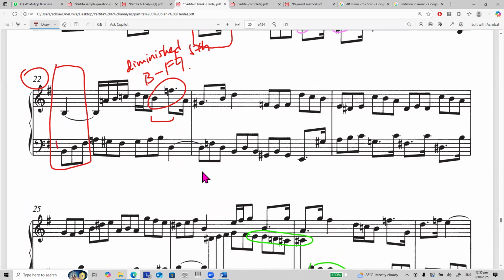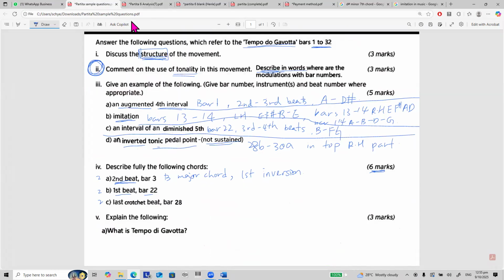Okay, this is quite clear that is B, D, F sharp. B to D is a minor third. D to F sharp is a major third. So minor third, major third. So this time round is a B minor chord. And the B is at the bass. The lowest note is the B. So this is a root position. So in the answer sheet, you write down B minor chord, and it's a root position.